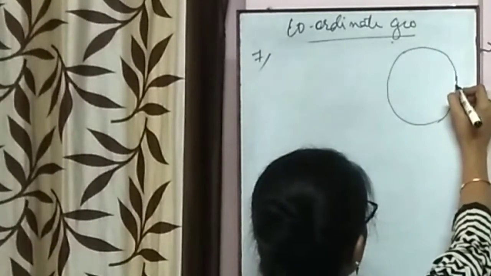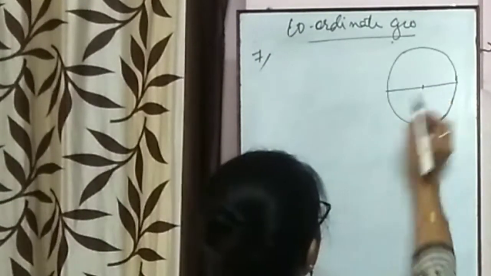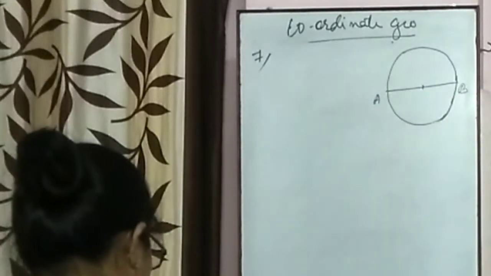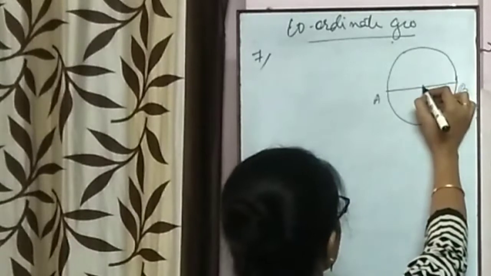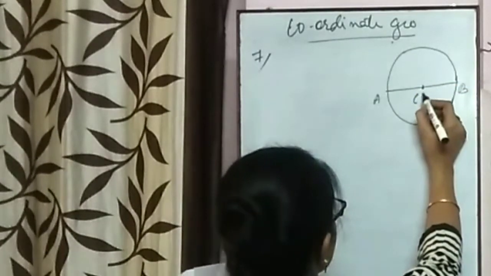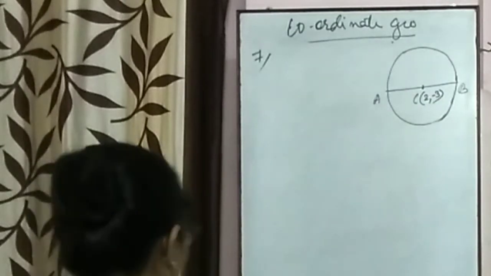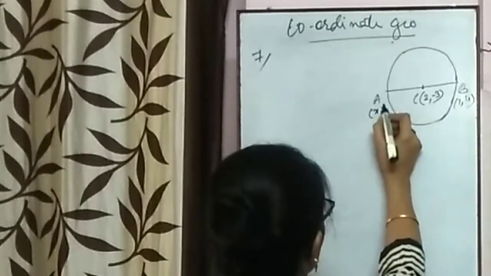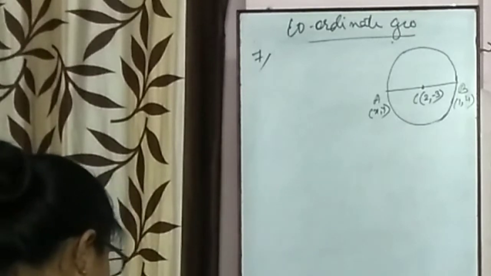So, here is a circle, AB is a diameter, so the center will be on AB. The circle has its center at C, (2, -3), and B is (1, 4). You need to find the coordinates of the point A.